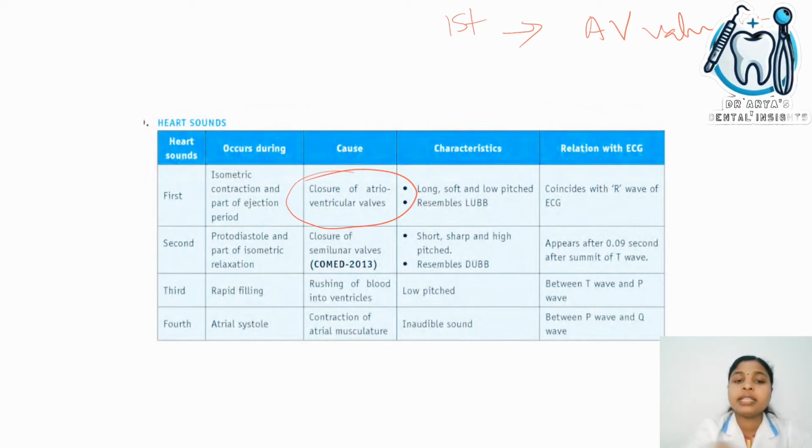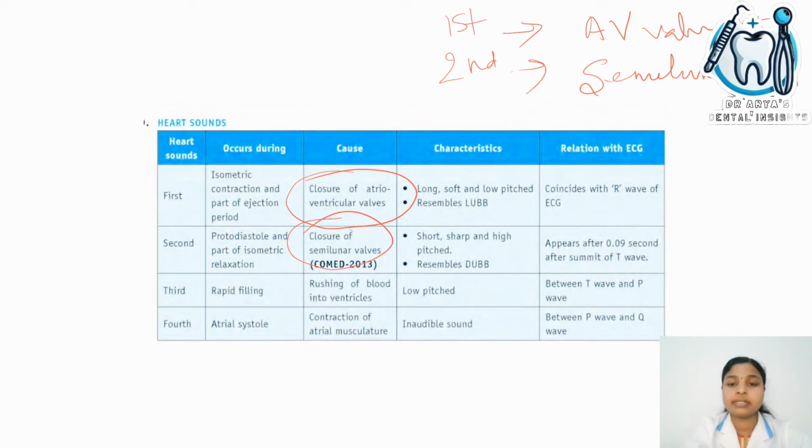Okay. Then the second sound occurs during protodiastole and part of isometric relaxation, and it is due to the closure of semilunar valves. It is a short, sharp and high pitched sound, which is very important. The second sound is due to semilunar valves, and it resembles the dub sound. It appears 0.09 second after the summit of the T wave.